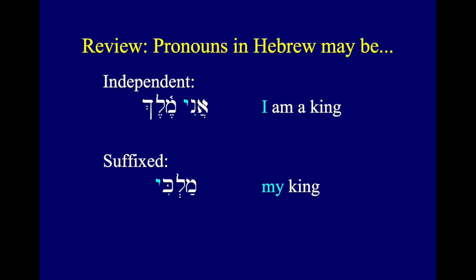So remember, in Hebrew, we can have independent or suffixed pronouns, like ani melech, I am a king, that verbless clause, and then underneath malki, the king of me, that e at the end meaning me. We can add stuff to the end to say me. Remember that, because we're going to come back to that in just a little bit.